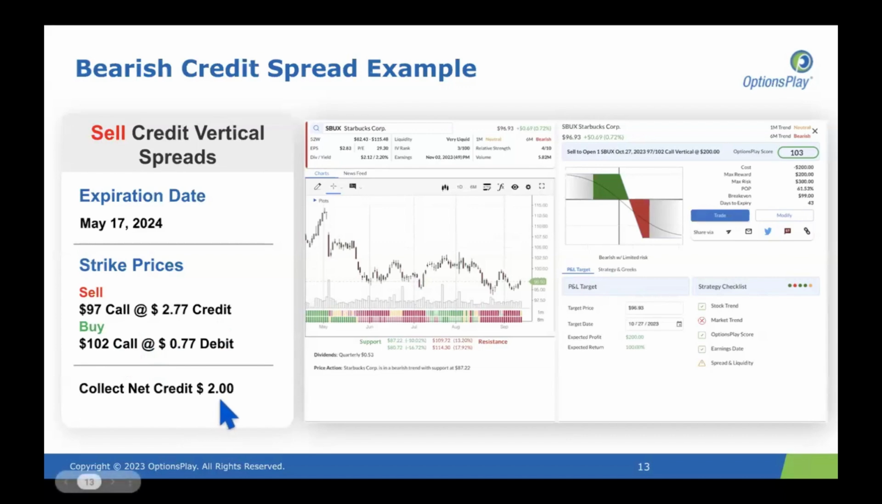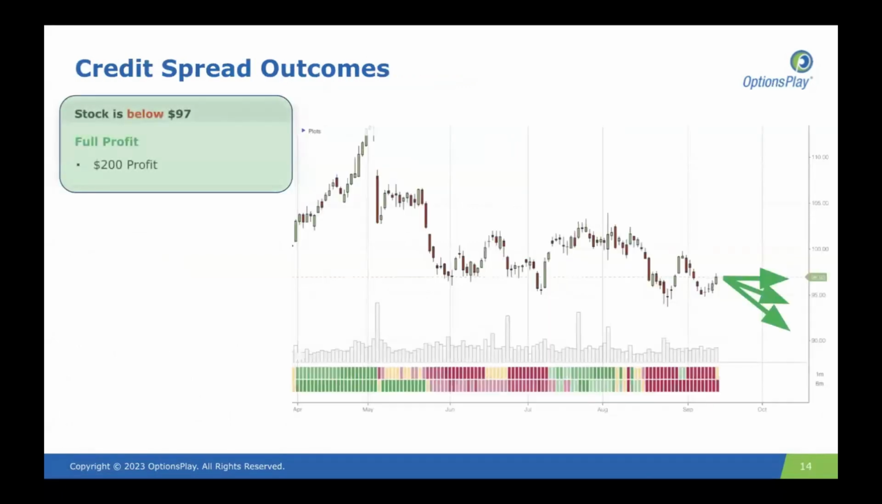Bringing in a net credit of $2 to the account means that for every one by one spread that we do, we're going to bring in $200 on that trade. So here are our outcomes. If the stock is below 97, we say the stock goes down this direction, we're going to make that $200 profit. In that instance, that is our max gain. We can't make any more than that.